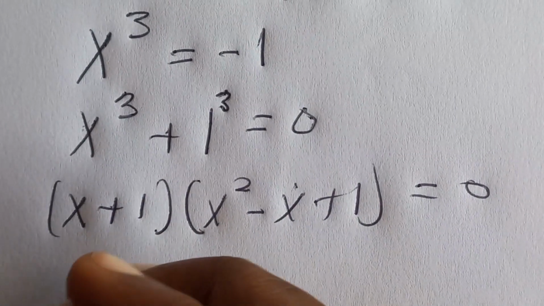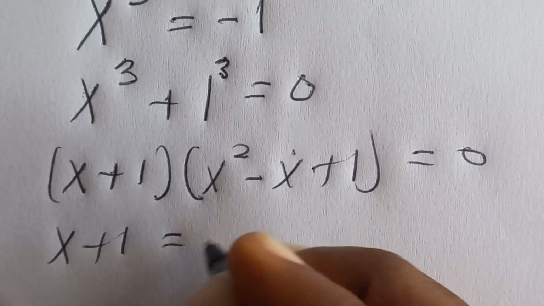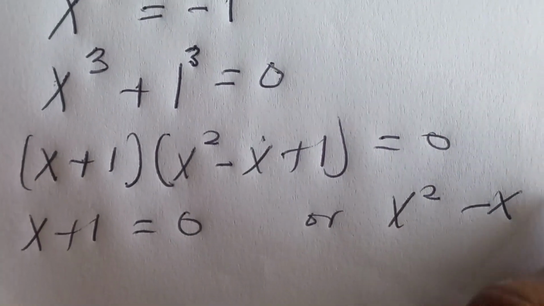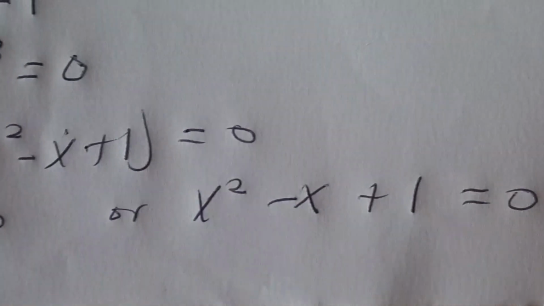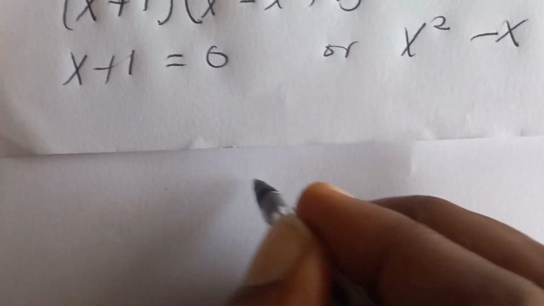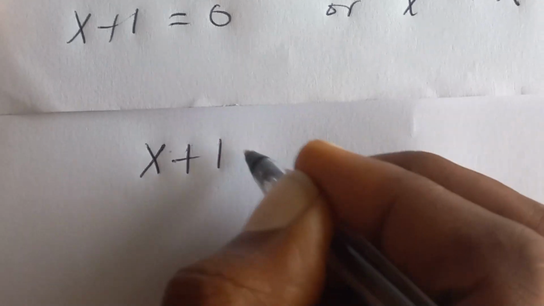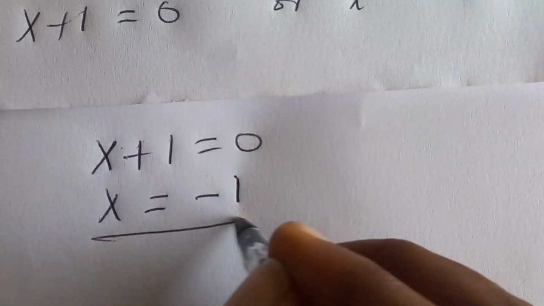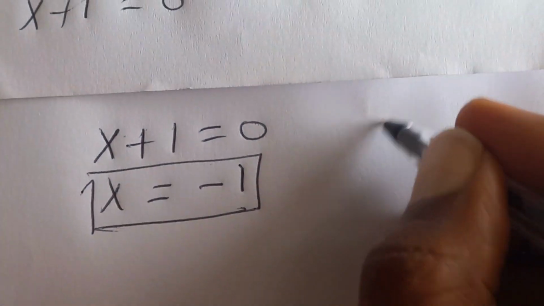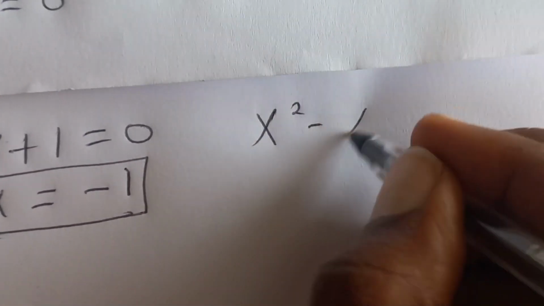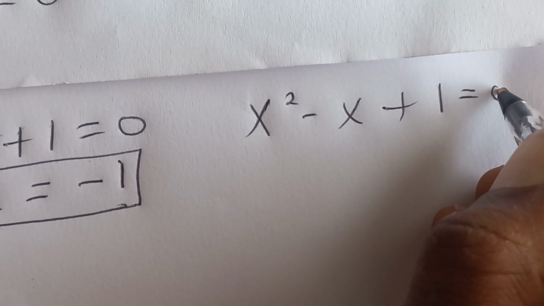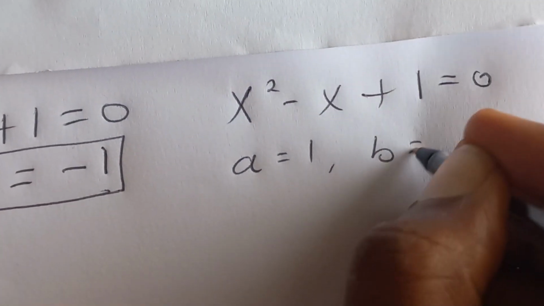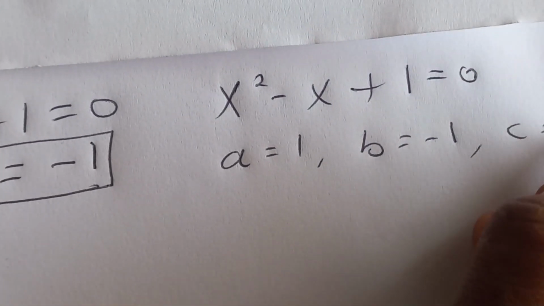Okay, so from here we have x plus 1 is equal to 0, or here we have x squared minus x plus 1 is equal to 0. Now let's continue here. From here we have x plus 1 is equal to 0, so x is equal to negative 1. Then x squared minus x plus 1 is equal to 0. So from here, a is equal to 1, b is equal to negative 1, c is equal to 1.